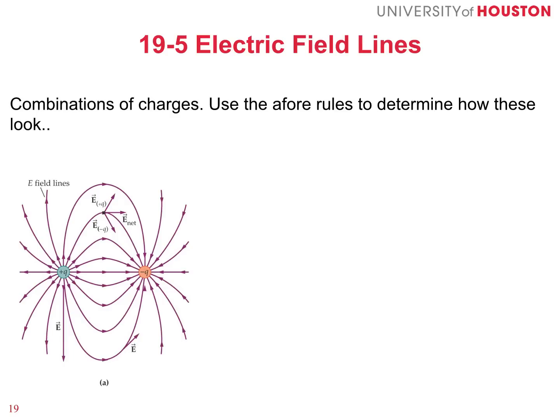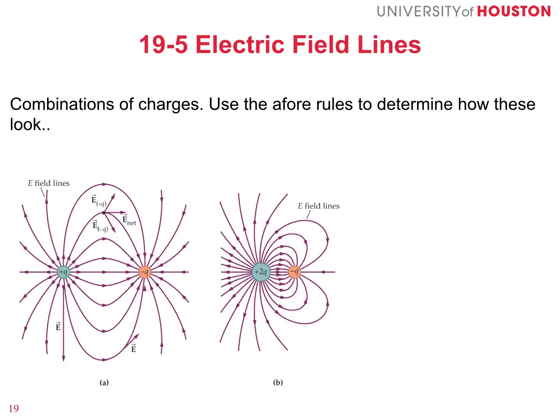In the middle, we have a system where we have a positive charge on the left, and this has twice the magnitude of a negative charge on the right. And what we can see is more field lines that surround the positive charge, and this is one way of showing that the field around the positive charge will have a stronger magnitude than the field around the negative charge.